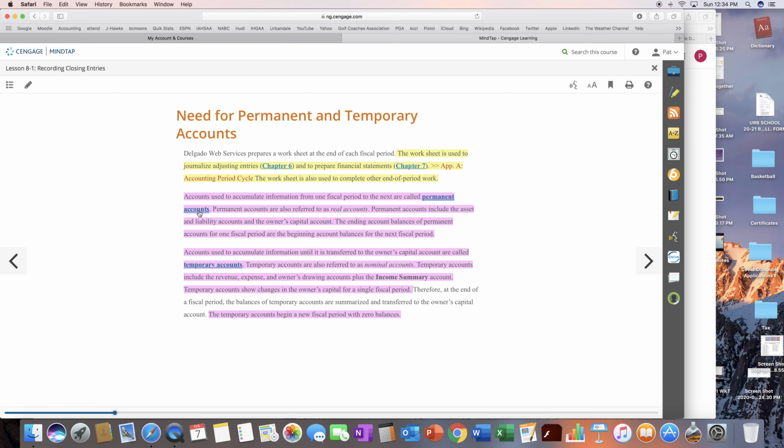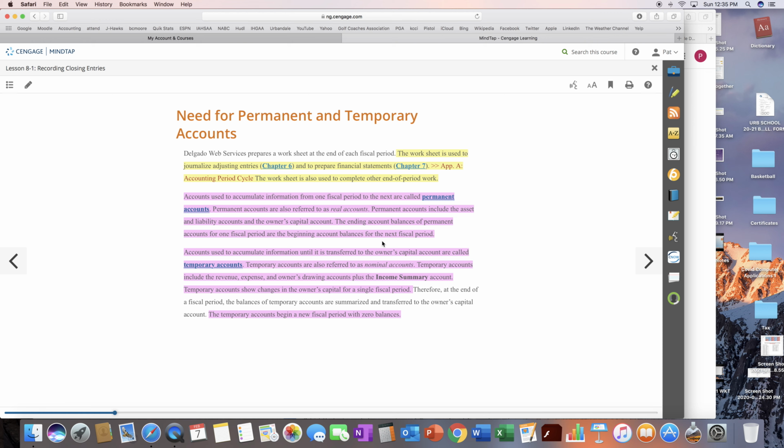Permanent accounts. What are these accounts? Accounts that will continue to have balances next fiscal period are called permanent accounts or real accounts. Okay, and the permanent accounts are assets, liabilities, and the owner's capital account. Not drawing, the capital account. So all the assets, all the payables, and capital are permanent accounts. You'll need to know that. The ending balances for all these assets, liability, and capital accounts, the permanent or real accounts, for the ending of one fiscal period are the beginning balances of the next fiscal period.